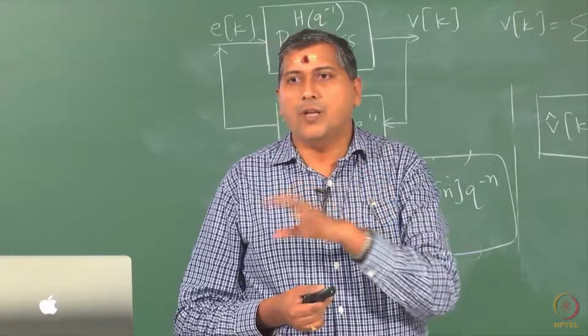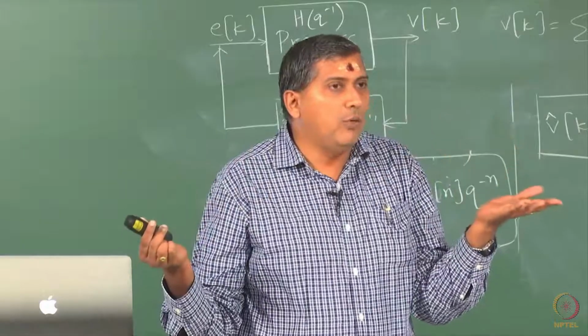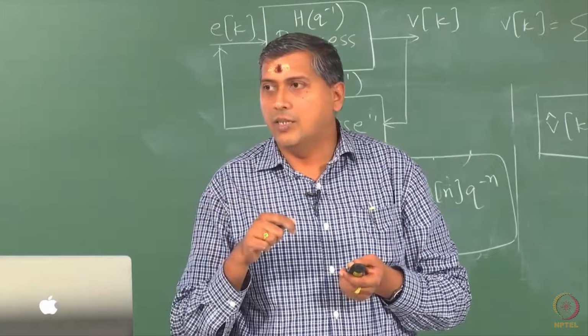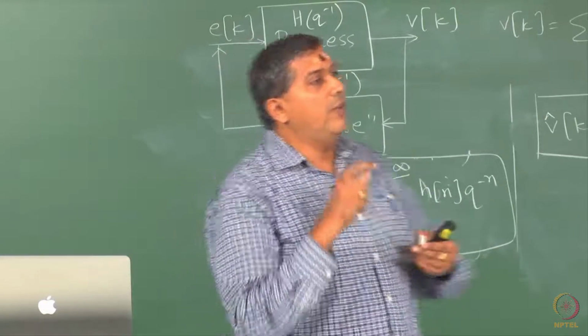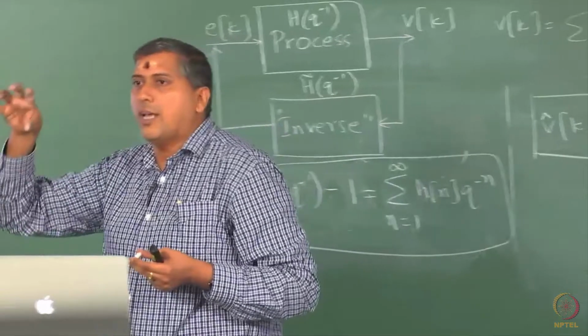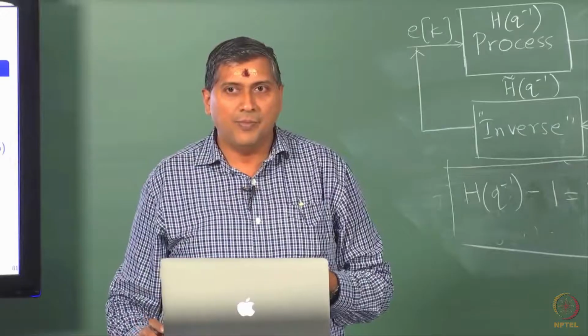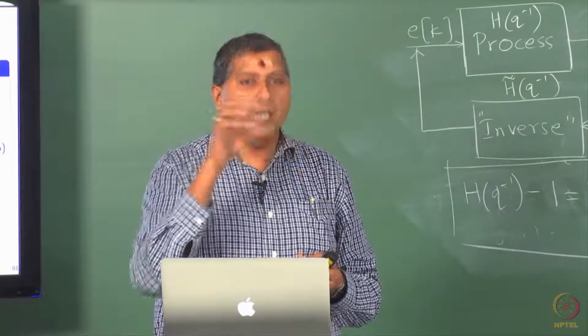So, the zeros of H of Z inverse should all be outside the unit circle if you are looking at it in terms of Z inverse, or inside the unit circle if you are looking at it in terms of Z. Normally when we use the word zeros, it is usually calculated in terms of Z, that is a systems theory convention, in which case this condition translates to the zeros being inside the unit circle.